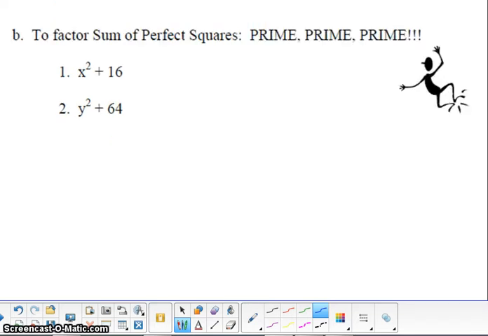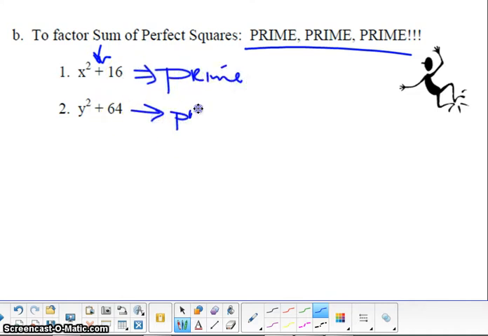There also is a situation where you may have two terms, but it's going to be prime. If you recall, then it had difference of perfect squares, and both of these are the sum of perfect squares. So if you ever run into a situation like this, you would just put that the answer is prime for both of them.